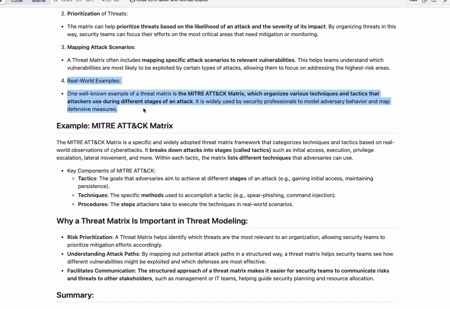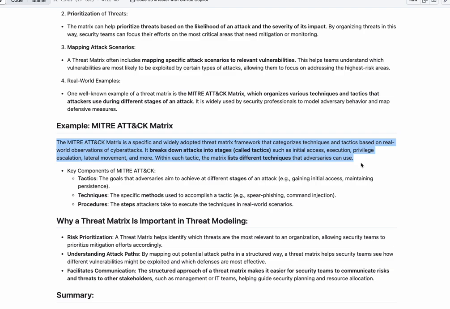Real-world examples. One well-known example of a threat matrix is the MITRE ATT&CK matrix, which organizes various techniques and tactics that attackers use during different stages of an attack. It is widely used by security professionals to model adversary behavior and map defensive measures. Example: MITRE ATT&CK matrix. The MITRE ATT&CK matrix is a specific and widely adopted threat matrix framework that categorizes techniques and tactics based on real-world observations of cyber attacks.